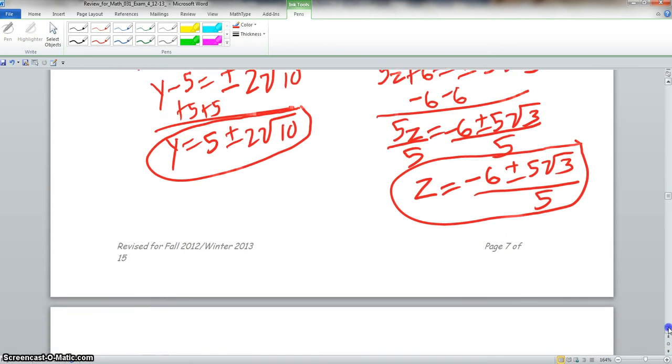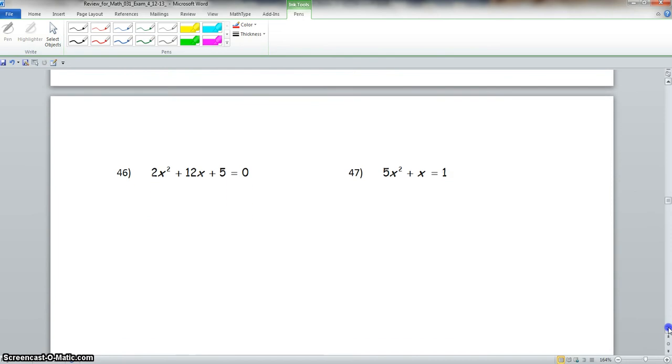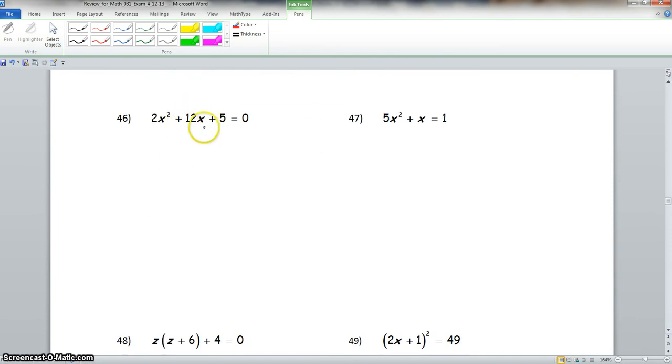Now, we scroll to the next problem, which is 46. Now with 46 here, we need to do factoring. We will have our a, which is 2, our b is 12, and our c is 5. Now we will multiply a times c, which will give us 10, and the factors of 10 are 1 and 10, and 2 and 5. Now, if you notice here, we have a situation. We do not have 2 digits to add together that would give us this 12.